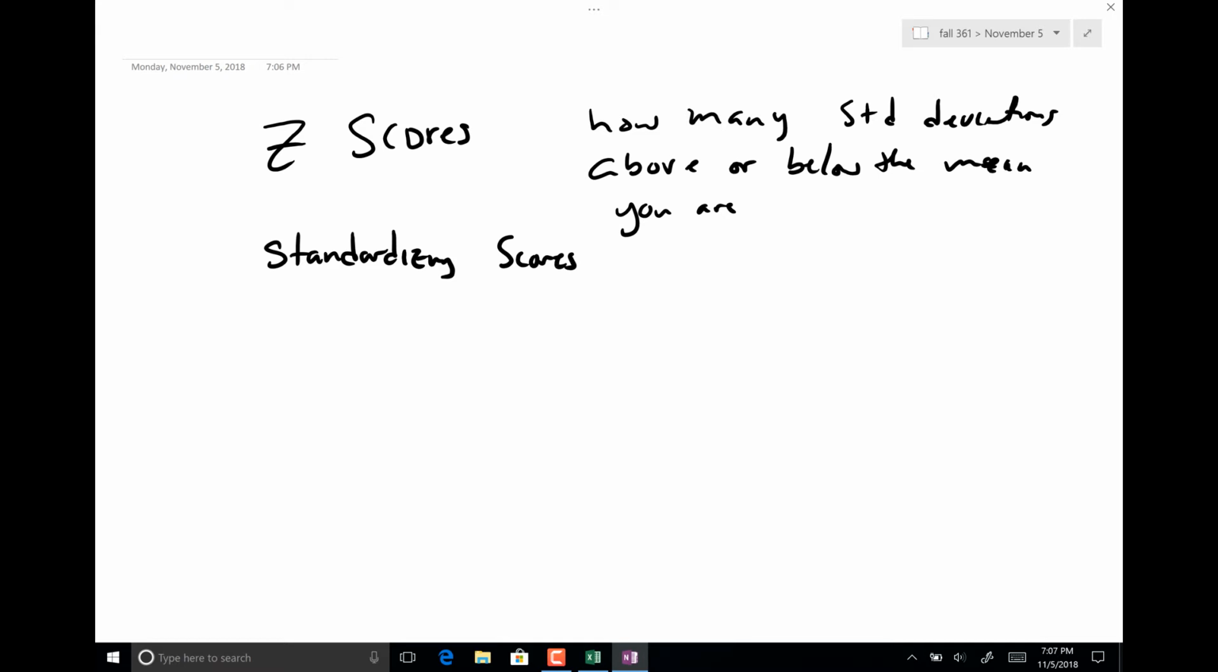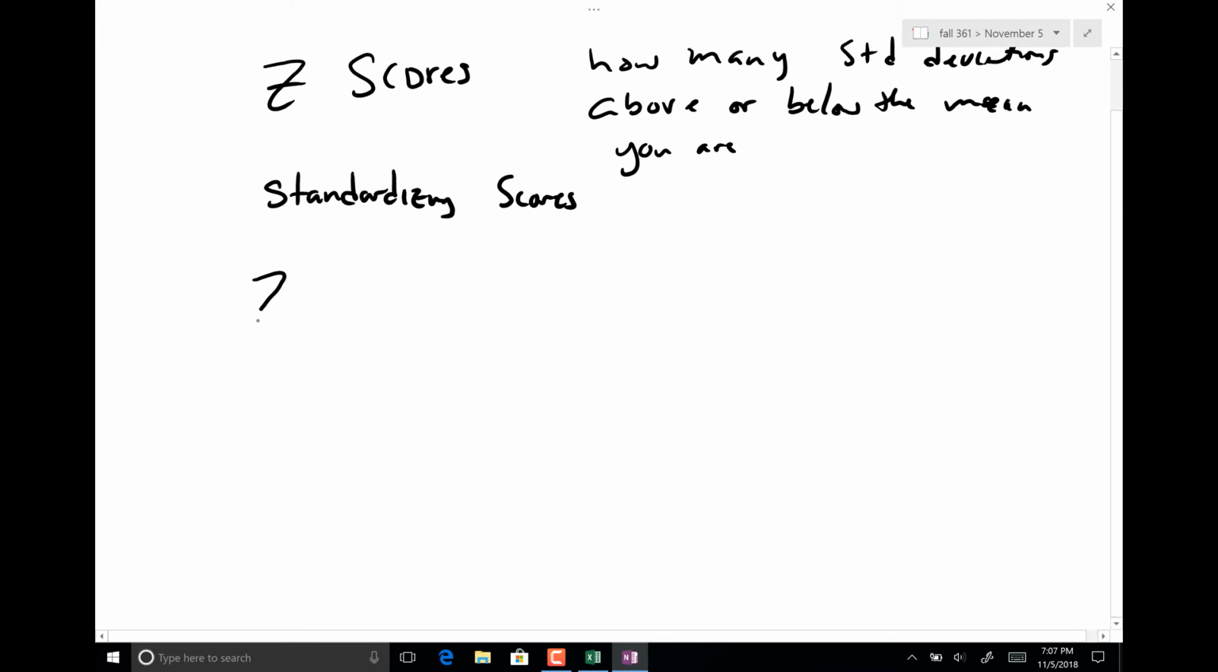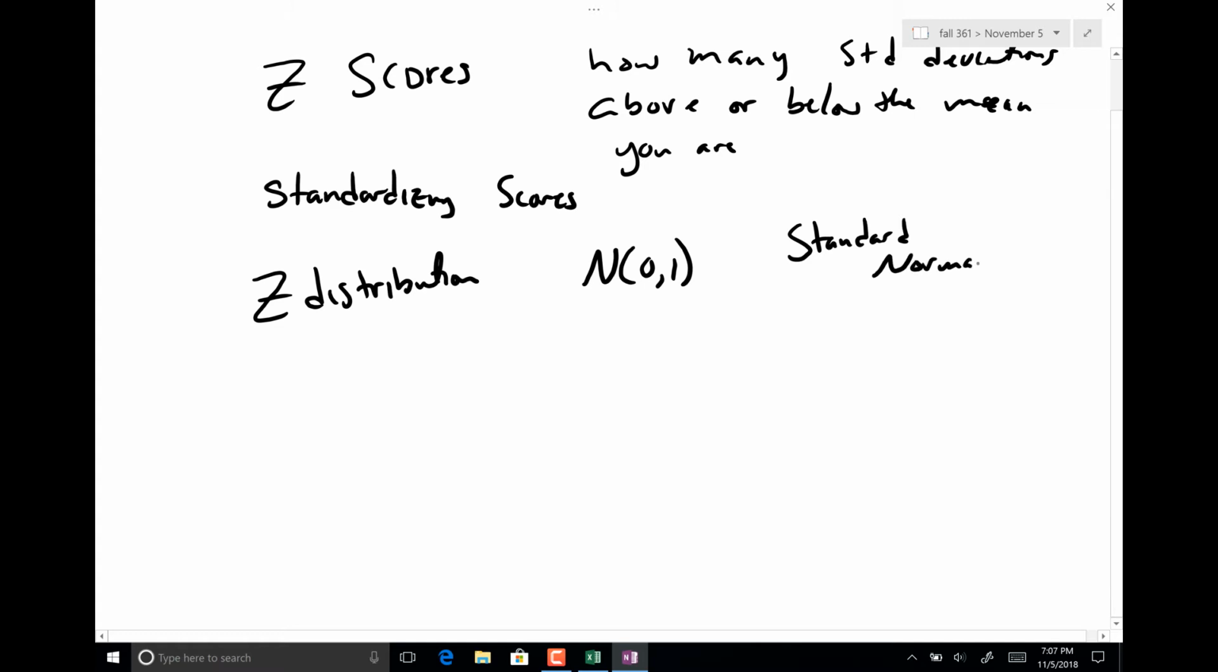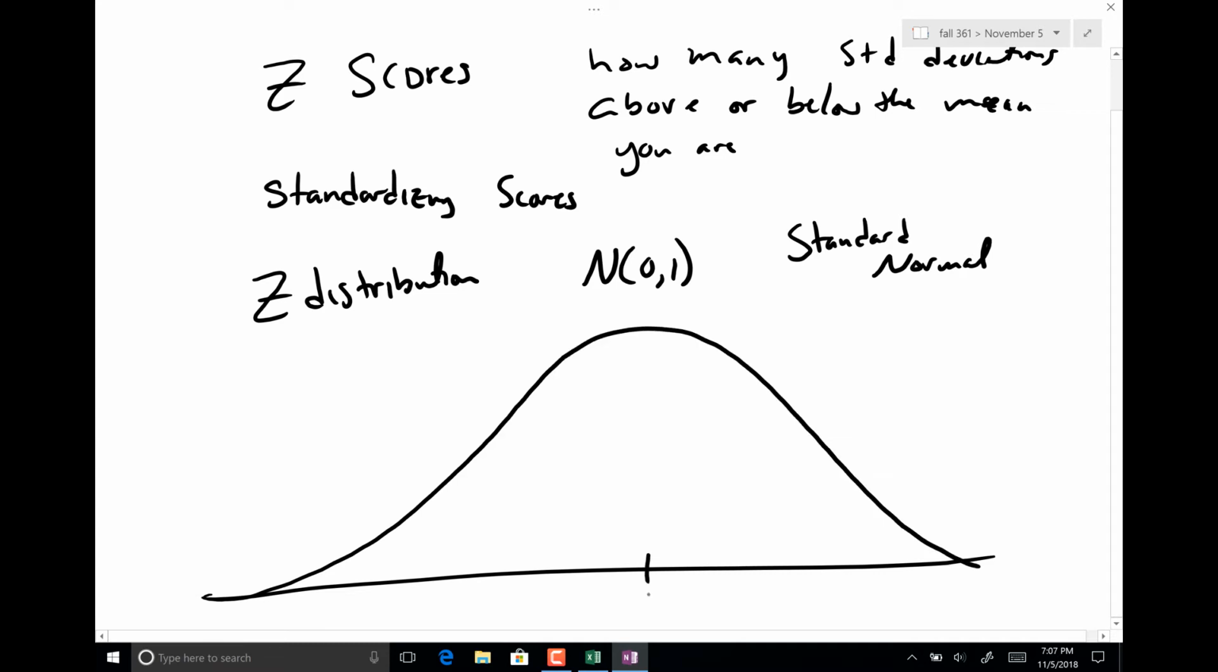We're standardizing it. So it turns out that the z distribution, or if you will, the standard normal. Standard because we standardized it. Normal because the shape is the same. The standard normal will look like this. 0, 1, 2, 3, negative 1, negative 2, negative 3.